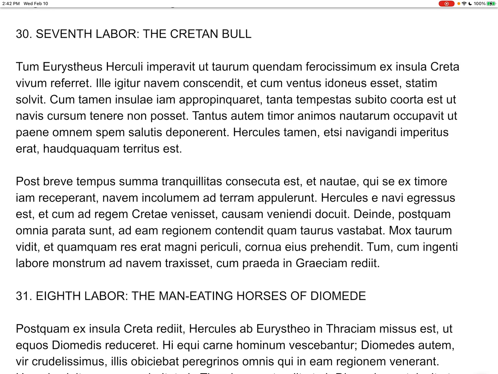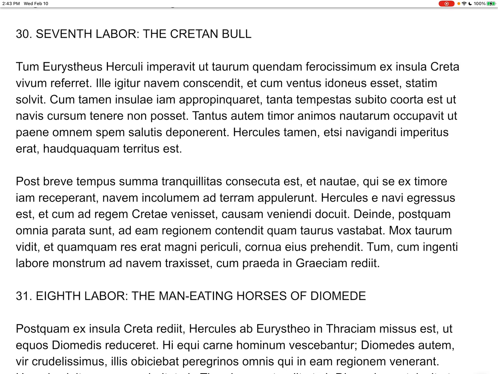All right, Hercules tamen, Hercules nevertheless, et si navigandi imperitus erat, even if he was imperitus, inexperienced, navigandi, in sailing. Now, navigandi is literally a genitive of the gerund, so literally inexperienced of sailing, but our idiom for that, we would say inexperienced at or in sailing, I would say. So that is what we call an objective genitive, working with or complementing imperitus. Haud quaquam territus est, in no way, haud quaquam, was frightened. Okay, so Hercules, nevertheless, even if he was inexperienced in sailing, was in no way frightened.